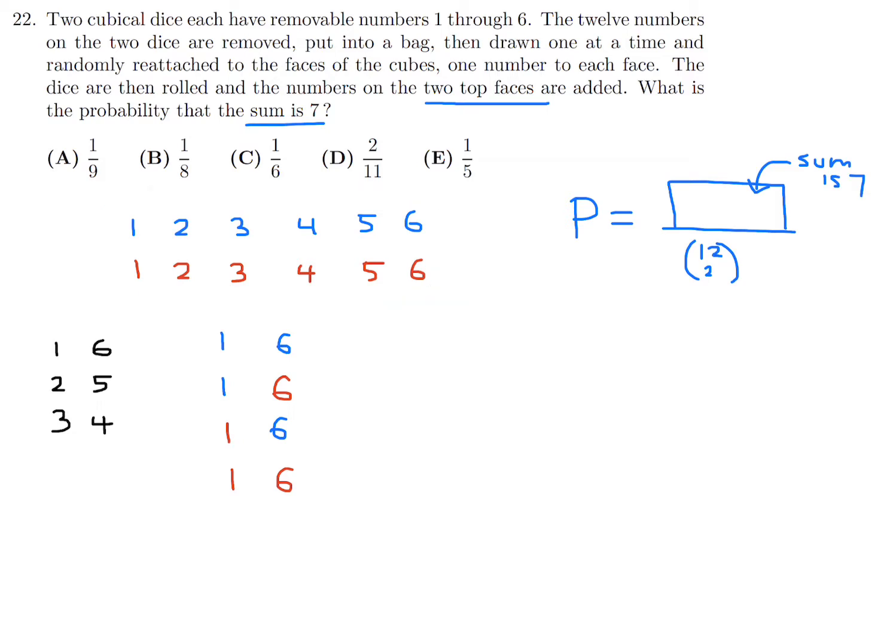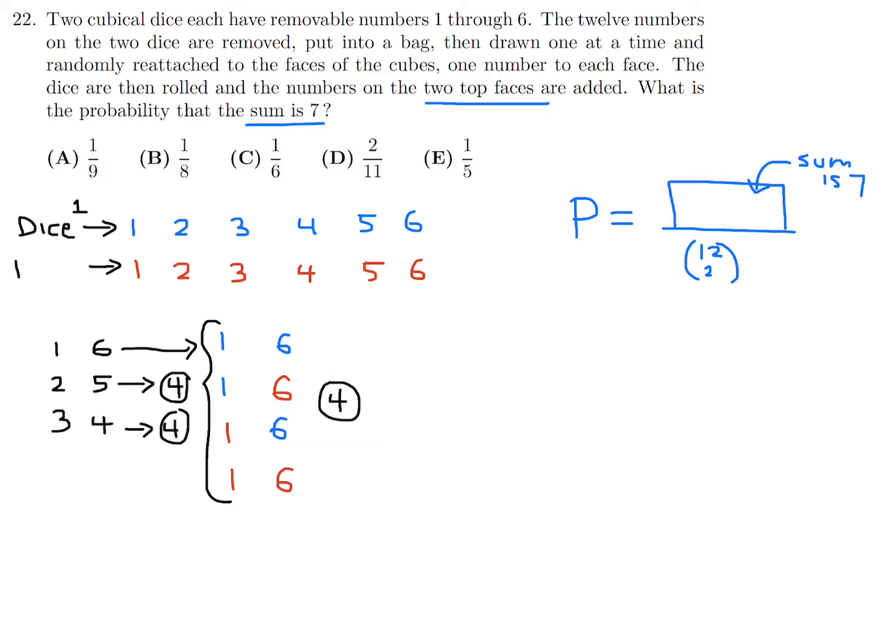So for each of these scenarios, I'll have 4. There's 4 scenarios. This will also give me 4 scenarios, and this will give me 4. So there's a total of 12 ways of getting a sum of 7 if you use these 12 numbers. And I just broke them up. Like this represents the first dice, dice number 1, and this represents the numbers on the second dice, dice number 2. And I just colored them red and blue just to show that they're different. So 12 is the possible ways of getting a sum of 7.